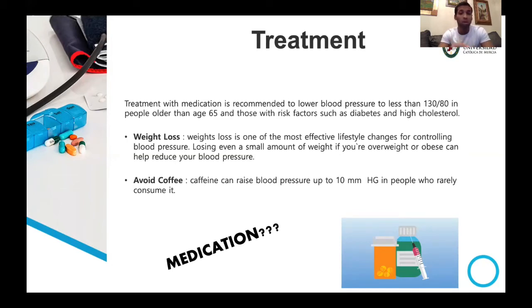Losing even a small amount of weight, if we are overweight or obese, can help us to reduce our blood pressure. Avoiding coffee, because it has caffeine in it. Caffeine can raise the blood pressure by up to 10 mmHg in people who really consume it, because that's when we tend to increase our blood pressure. And exercise, if we start exercising, will help us to keep our blood pressure under control.